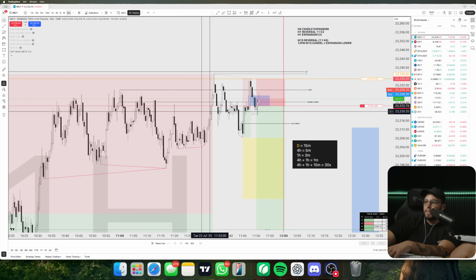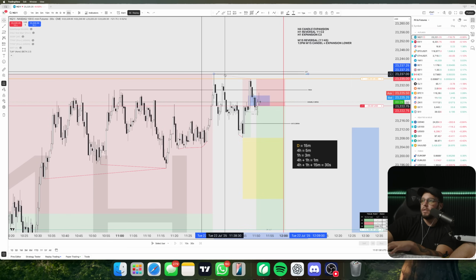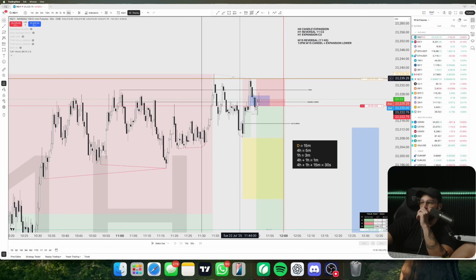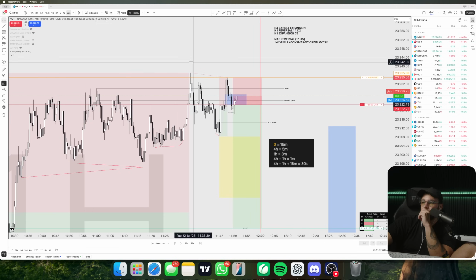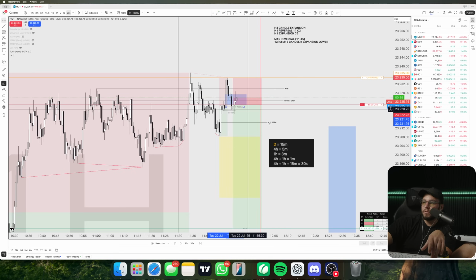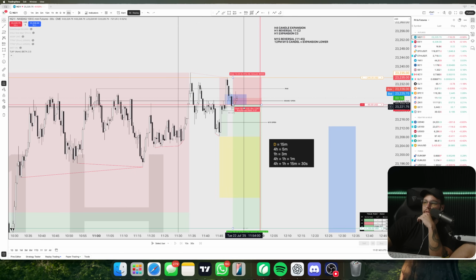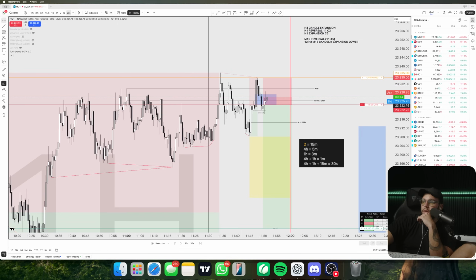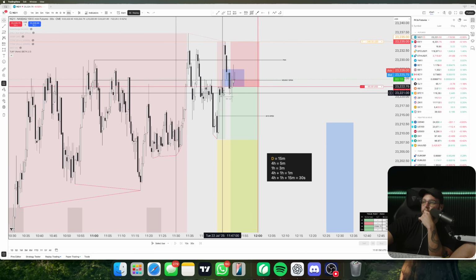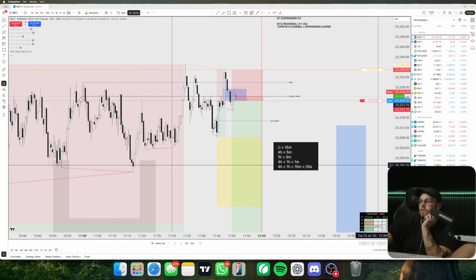It's looking messy. How can I clean this up a little bit? We can delete these because they're not relevant because of this SMT right now. We got a closure below this. So this SMT for me is active. Oh, we didn't actually close below the wick. It's annoying, but it is what it is.